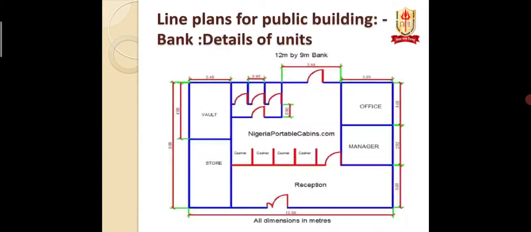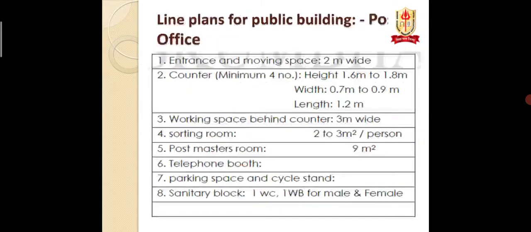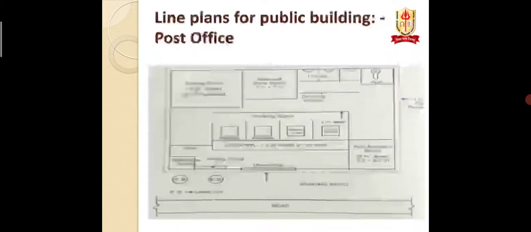As you can see, as you enter, you can see there are cash counters and everything. Then inside there is also a storeroom, there is a manager room, office, there are also sanitary blocks, everything. Then for a post office you should have entrance, moving space, counter, working space, storing room, postmaster room, telephone booth, parking, etc. And you can place the post office like this.